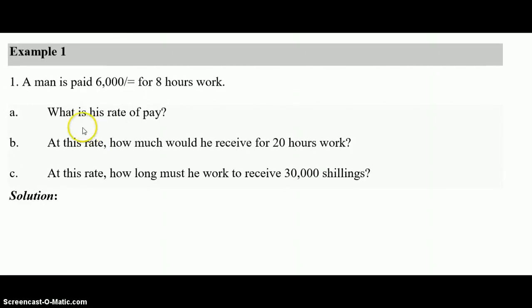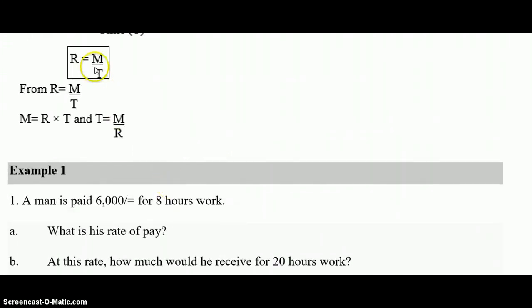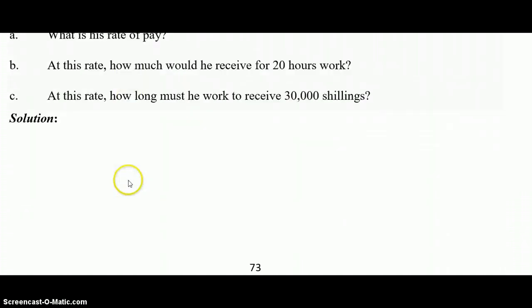Okay, now let us see example. Tuangalie mfano rahisi. A man is paid 6,000 for 8 hours work. Okay? A, what is his rate of pay? B, at this rate, how much would he receive for 20 hours work? C, at this rate, how long must he work to receive 30,000 shillings? Okay, nadhani hii example yetu ina rely hapa juu kwamba tumeona kwamba formula ya msingi kupata rate ni money divided by time. Then from this basic formula we can get money, amount of money, we can get time required. Okay, let's see the solution of that question.